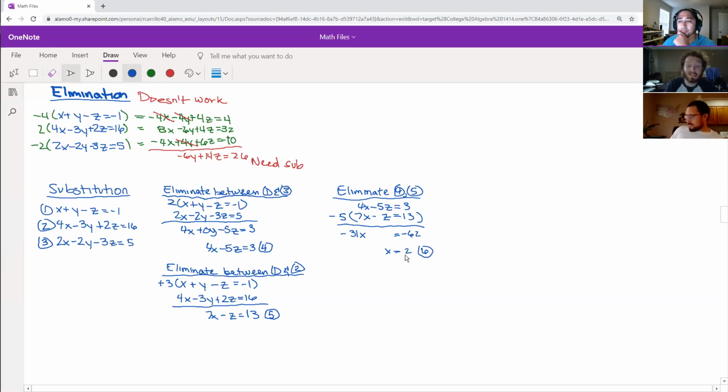Okay. Now we can take this value and walk it back up the elimination steps we've done, back substituting, right? So I'm going to take this x right here. I'm going to sub it into, I can pick 5 or 4. I'm going to pick 4. All right, so we get 4 times 2 minus 5z equals 3. It's 4 times 2, Carl.